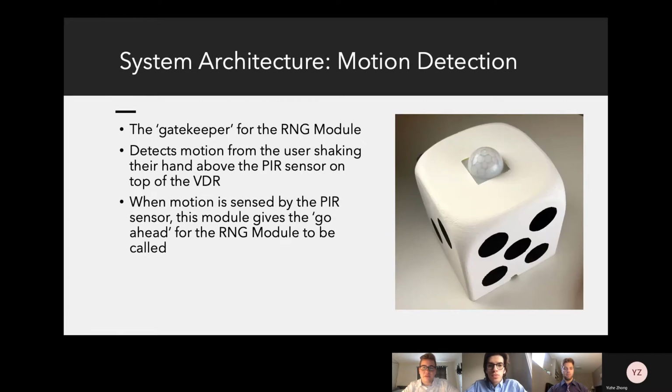The motion detection module is essentially a gatekeeper for the RNG module. Once this module detects a shaking hand above the device, it gives the go-ahead for the RNG module to be executed. This is the same manner in which a normal dice is rolled. Someone rolls a dice and then gets the number after the dice has been rolled, not the other way around.